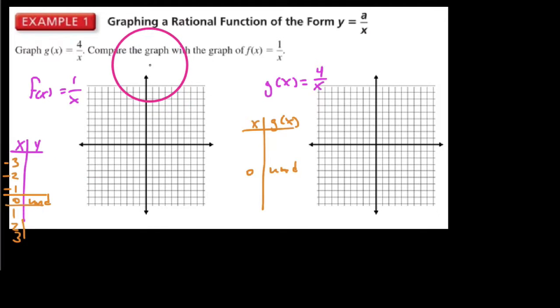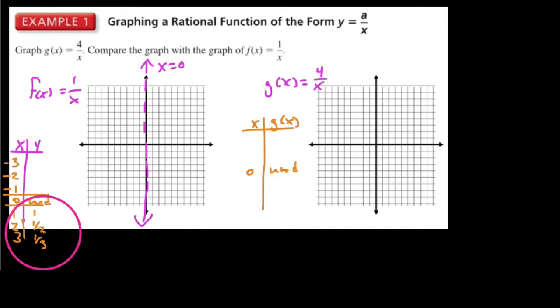So what we're going to see is that we have a vertical asymptote at x equals 0 because we can't have our function defined there. And as we plug in our points, we say 1 over 1 is 1, 1 over 2 is 1/2, 1 over 3 is 1/3. Here's this symmetry again.